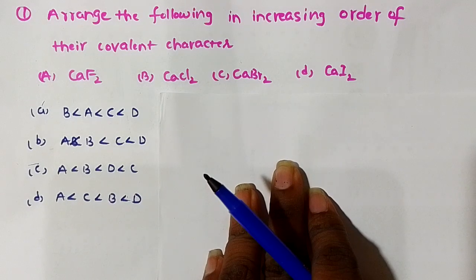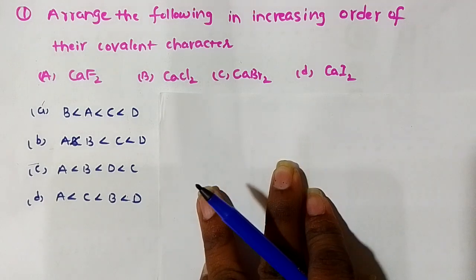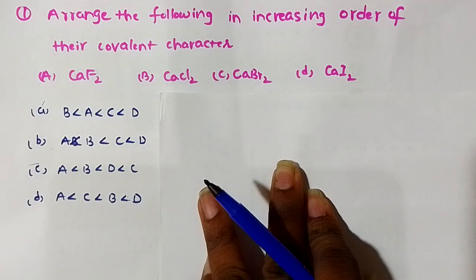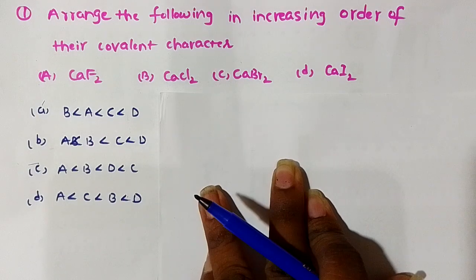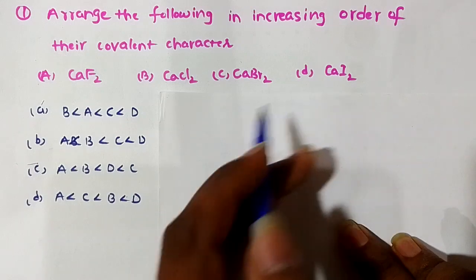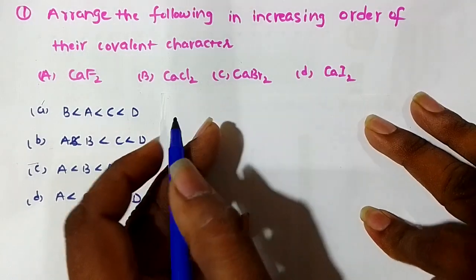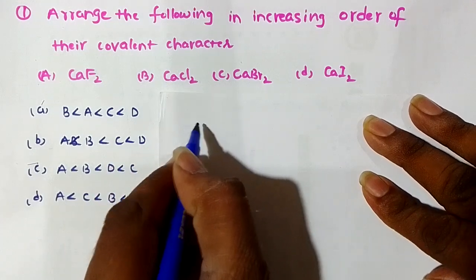Today we solve some questions based on Fajan's rule and dipole moment. The first question is: arrange the following in increasing order of their covalent character. CaF2, CaCl2, CaBr2, CaI2. Here some molecules are given, and we have to find out the covalent character order.